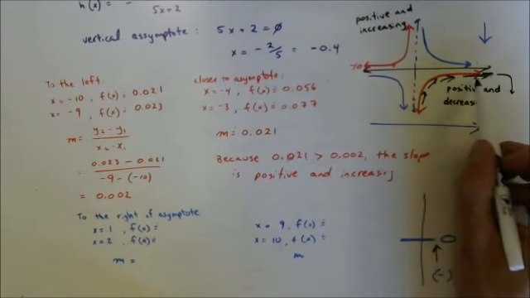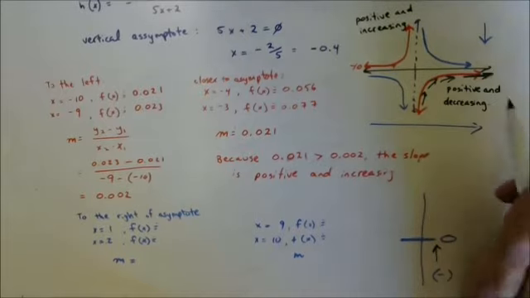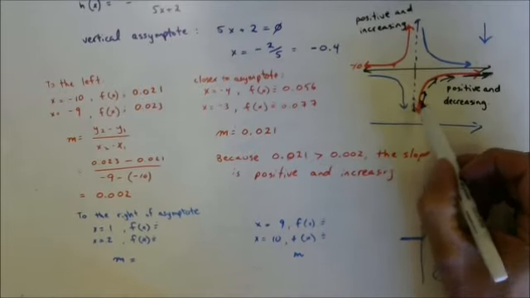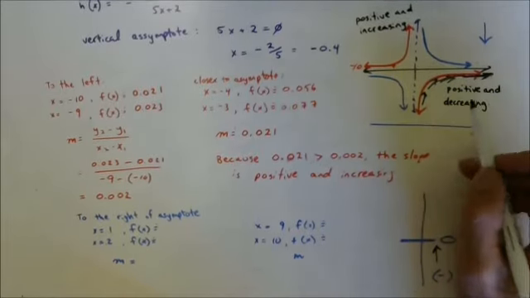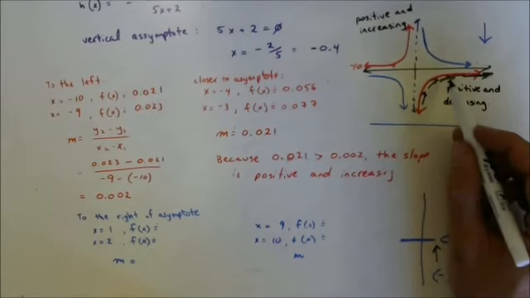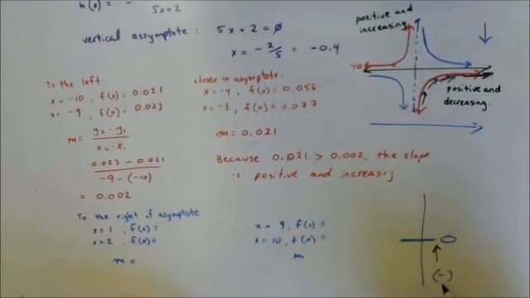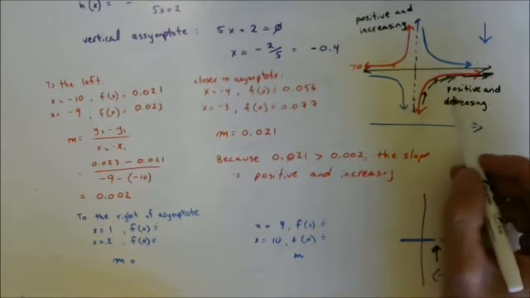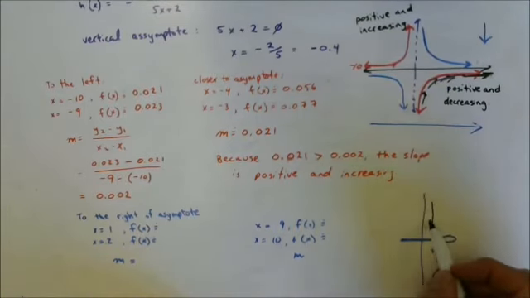The slope is getting closer and closer to 0. The value of the function is also getting closer and closer to 0, but it is clearly increasing. So the function itself is coming from negative, getting closer to 0. It must be increasing. But the slope is decreasing. It's a positive value that's getting closer and closer to 0. So be careful with that.